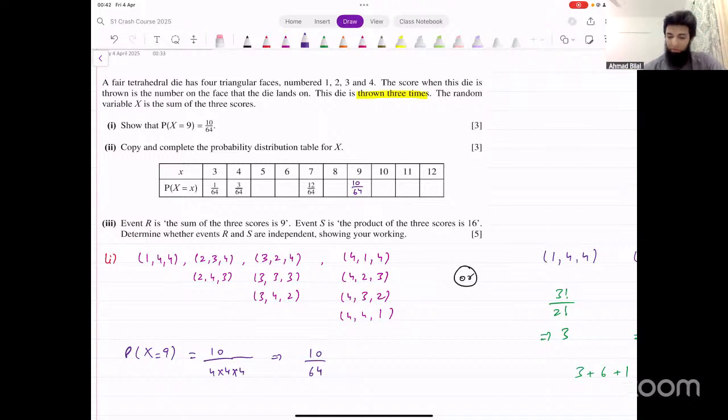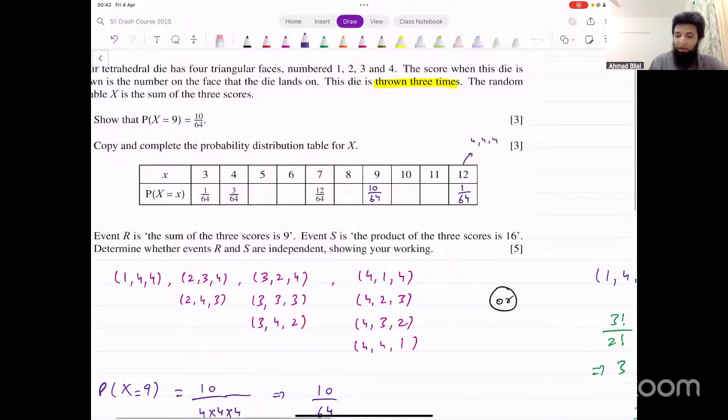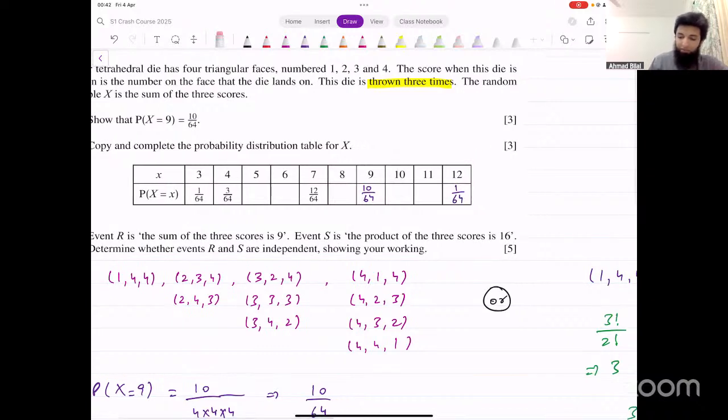So a sum of 12. When is a sum of 12 possible? When all the numbers are 4, right? So for 12, all the numbers have to be 4s. What's the probability for that? It's one outcome out of how many? 64. This is 1/64.